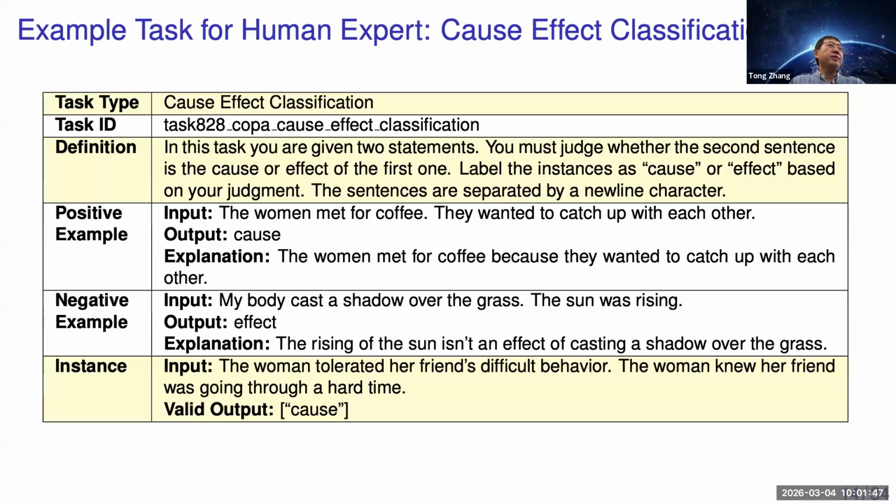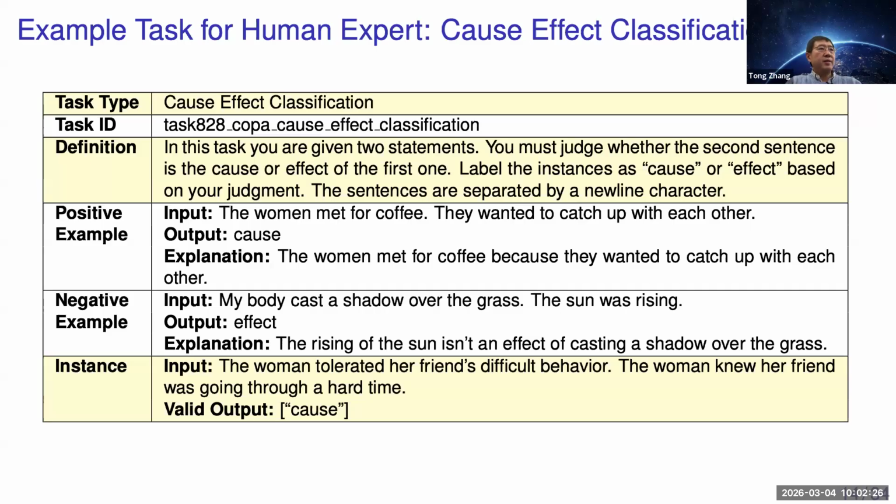Because a lot of knowledge probably comes from pre-training, not from this instruction tuning. So the first one: the women met for coffee. They wanted to catch up with each other. The question is cause or effect, right? Basically the second sentence is the cause. They want to catch up with each other, so they met for coffee. It's pretty subtle. You have to really understand the language, and clearly the modern LLMs can.